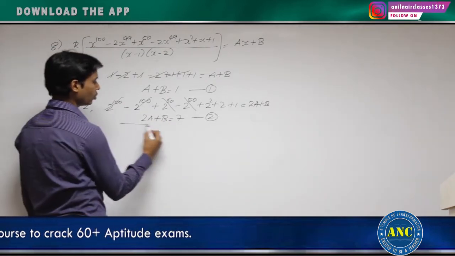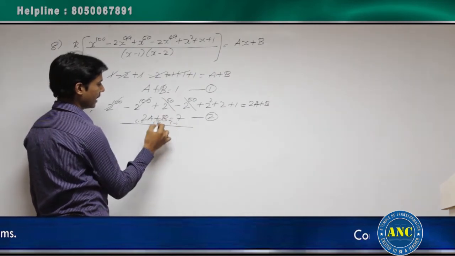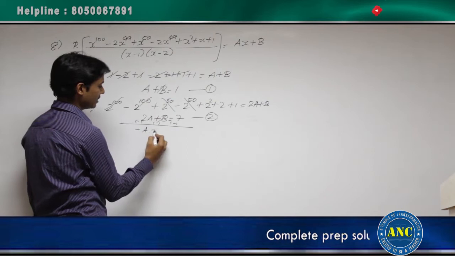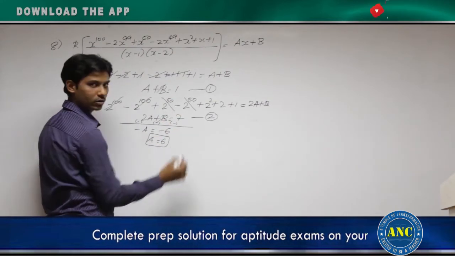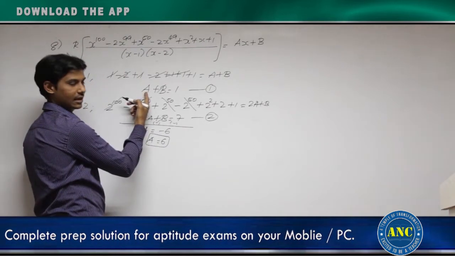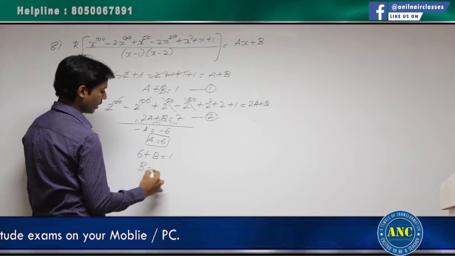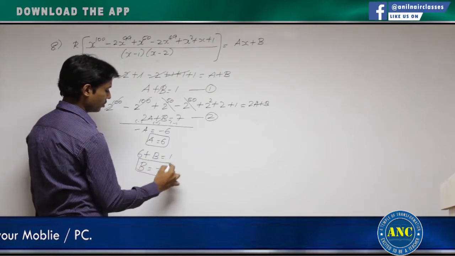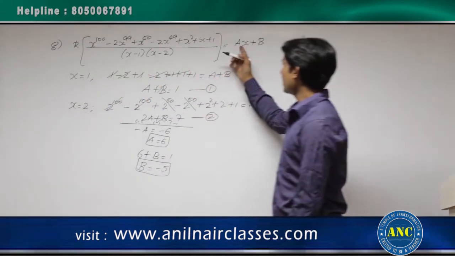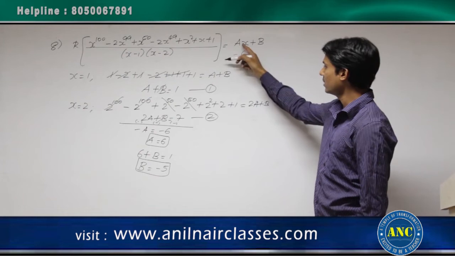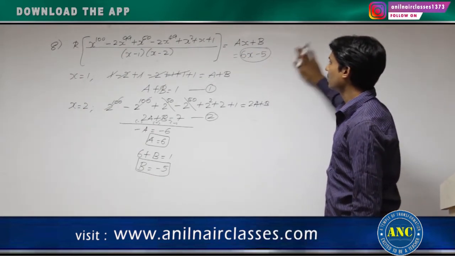Now if I solve these two equations, changing the sign, b cancels. a - 2a is -a, and 1 - 7 is -6, so a = 6. Substitute a = 6 here: 6 + b = 1, so b = 1 - 6 = -5. So a is 6, b is -5. The remainder is ax + b, so the answer for this question is 6x - 5.